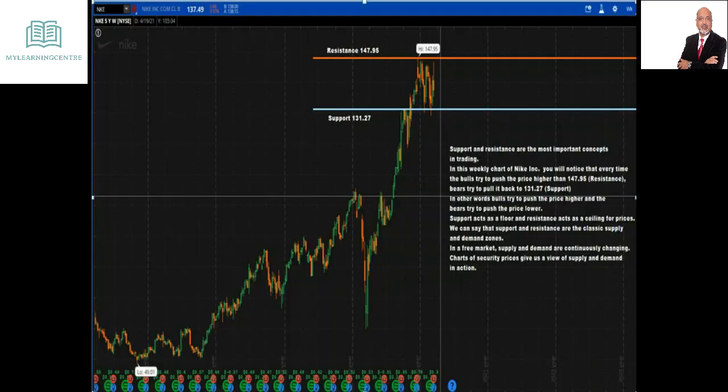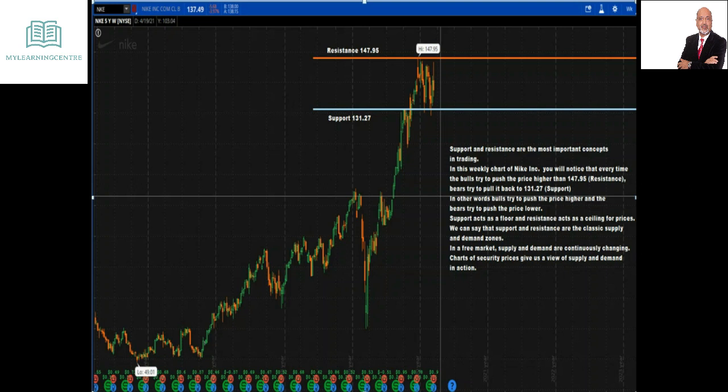Let us talk about support and resistance. Support and resistance are the most important concepts in trading. In this weekly chart of Nike Inc., you will notice that every time the bulls try to push the prices higher than 147.95, which is resistance, bears try to pull it back to 131.27, which is support. In other words, bulls try to push the prices higher and the bears try to push the prices lower. Support acts as a floor and resistance acts as a ceiling for prices.